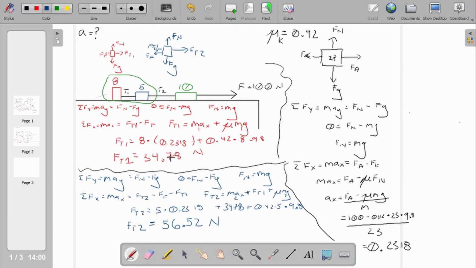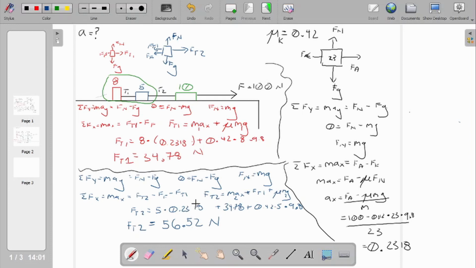It's not much bigger than what we had previously, but it is slightly bigger, which makes sense. There's a relatively small acceleration here, so the difference will be small. I go through and do the same process again for the blue. You'll notice that I have tension and friction pulling it back, so I have minus Ff minus T1 here. Again, solve for T2, plug in my numbers, including the 34.78 I got from the previous problem, and I get 56.52 newtons.